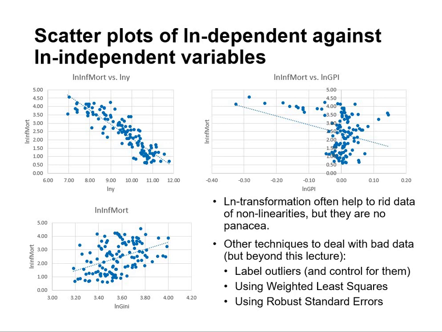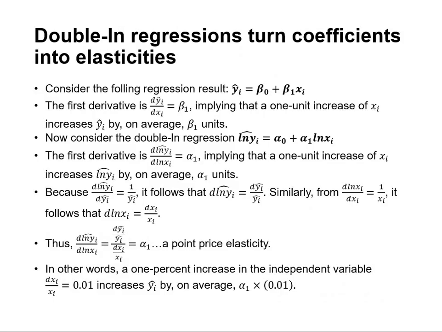But when we transform the data, there is one important thing to keep in mind, and that is whenever you have a regression and you move from a regular regression to a so-called double log regression, then the coefficient becomes an elasticity. So let me quickly illustrate that again, step by step, what you also see here. So let me create a new slide.